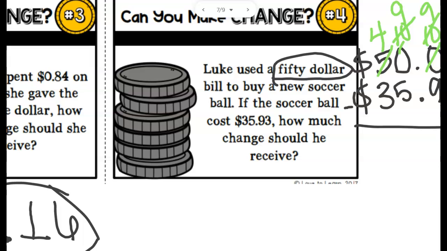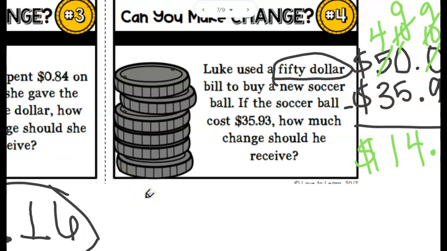$10 minus 3. I'm going to use my strategy. 3, 4, 5, 6, 7, 8, 9, 10. The difference is 7. Nine minus 9 is 0. Drop my decimal point. 9 minus 5 is 4. And 4 minus 3 is 1. $14.07 is what he would get back.